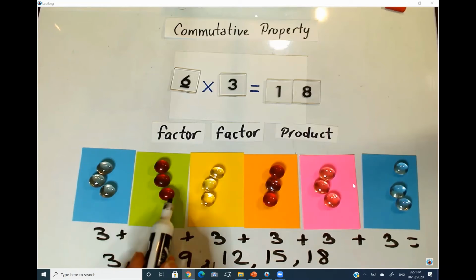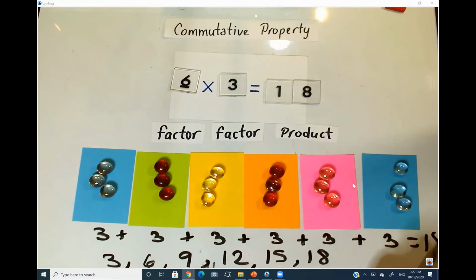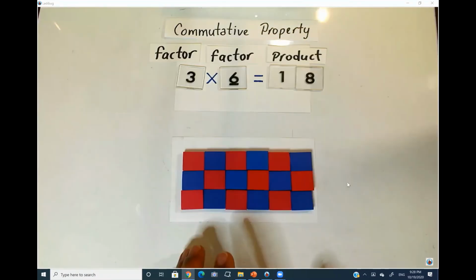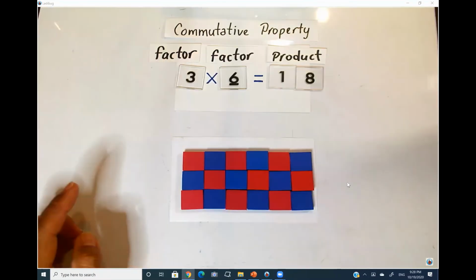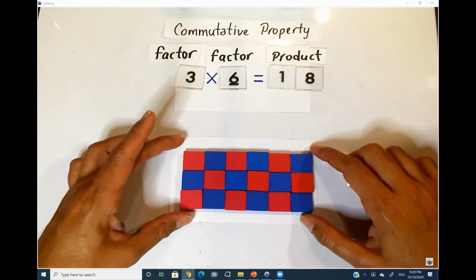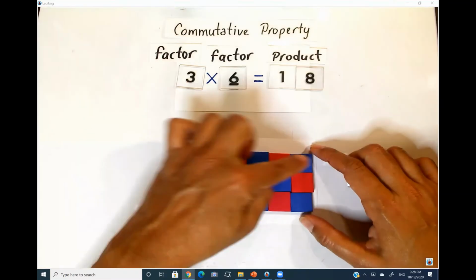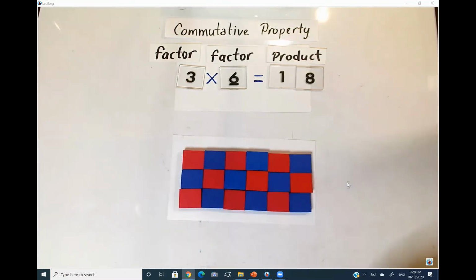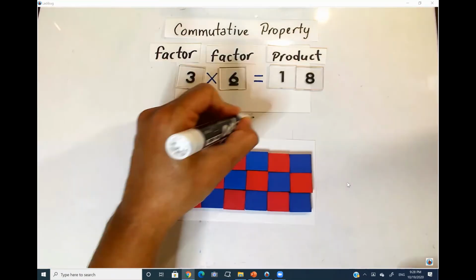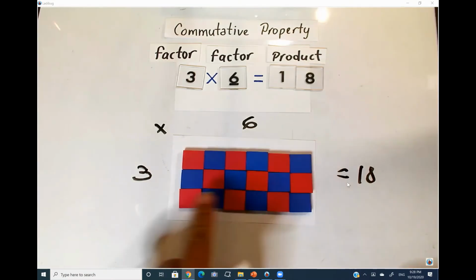3, 6, 9, 12, 15, and 18. So the answer still is 18. Let's prove again the commutative property using the same area model we had at the beginning. Remember, we have 3 groups of 6, group 1, group 2, and group 3. So I probably like doing 3 times 6 equals 18. Remember, 6 plus 6, 12, and plus 6, 18.